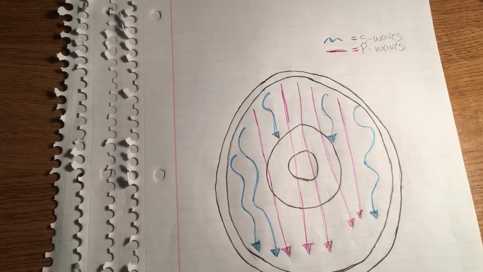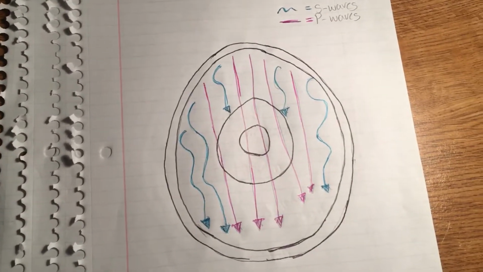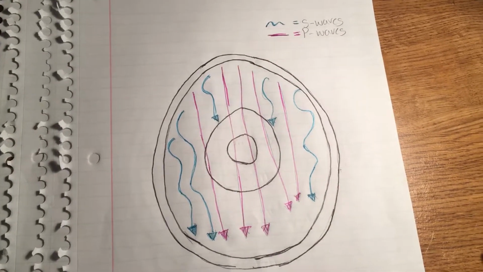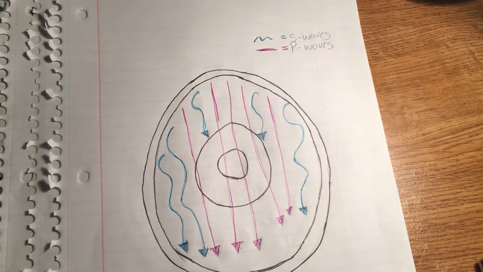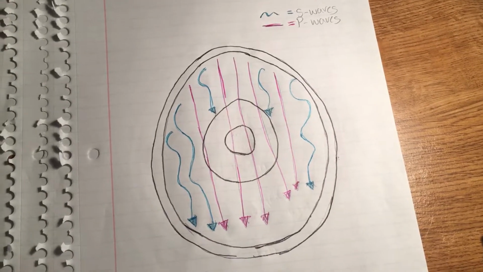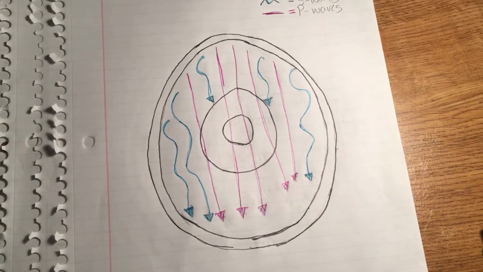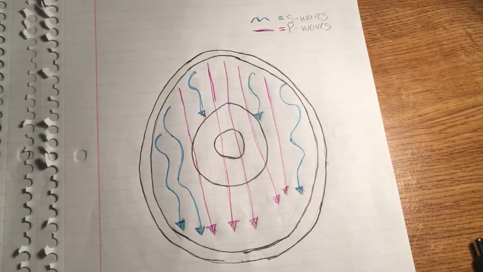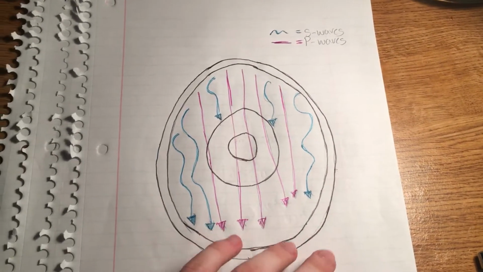And that's important because that's how we know what the core is made out of, because the core is made out of liquid iron and S waves can't go through it. So we know it's liquid, and then we know it's iron because when the P waves go through iron, they speed up. And so when that was tested, they did speed up. So that's how you know it was iron.